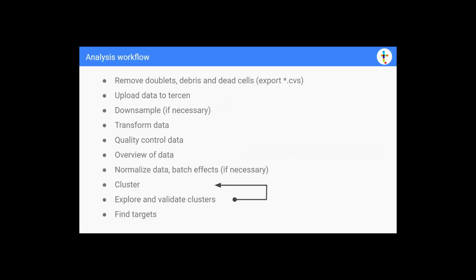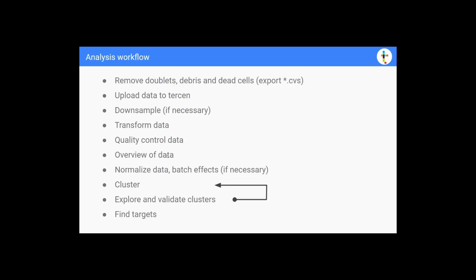So the analysis workflow is basically, for the high dimensional approaches, you remove your doublets, your debris, or your dead cells. You export your file as a CSV file or a tab delimited file. You upload data to the Tercen platform. You downsample if you need to. You transform your data using arcsinh, for example. You perform quality control like flowAI. You overview your data, which I'll show you.